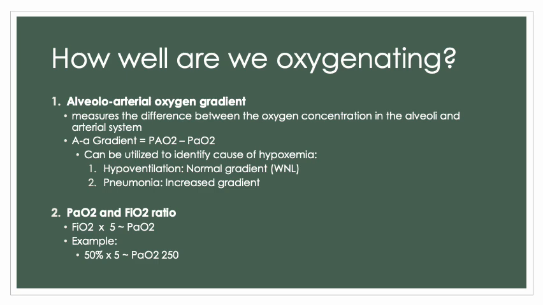The other way we can assess if we're oxygenating well is to take your FiO2, multiply it by 5, and that should be roughly your PaO2. So for example, if you're on 50% FiO2, multiply that by 5. If you were to draw an arterial blood gas, your PaO2 should be around 250.